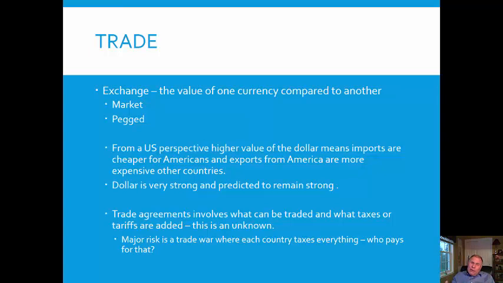Trade agreements can define what can be traded, what tax or tariffs are added. And what's going to happen with this, we don't know. We simply don't know. One moment we're going to rip up NAFTA, next minute we're not. So I think we've got to wait on that going forward. The major risk that we have here is that each country taxes everything else. So if you're looking at what we import, and say we import a lot of fruits and vegetables from Mexico, and you put a tax on that, who buys fruits and vegetables?